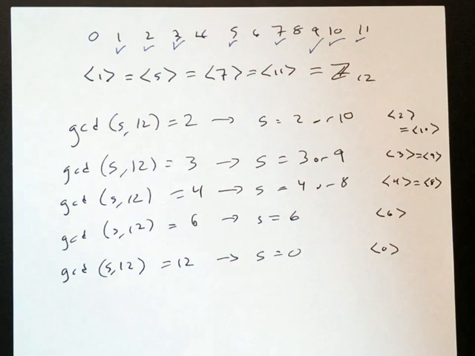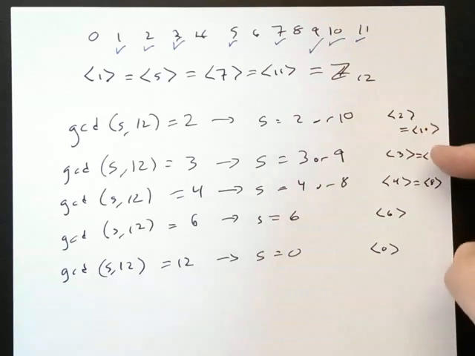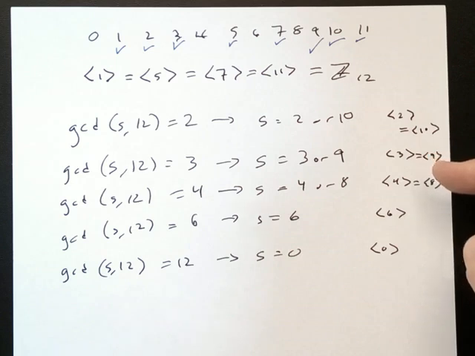I can tell you how many things are in each of these. How many things are in this one? We already wrote that one out, 6. But if my greatest common divisor is 3, how many things live in the subgroup generated by 3? 4 of them, 12 over 3. As a matter of fact, we even know what they are. 0, 3, 6, and 9. How many things live in the subgroup generated by 4? 3 of them. 12 divided by 4. 0, 4, and 8.